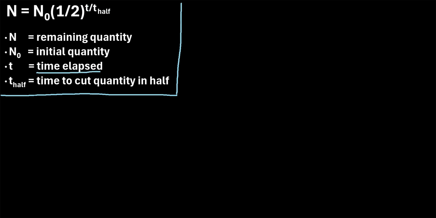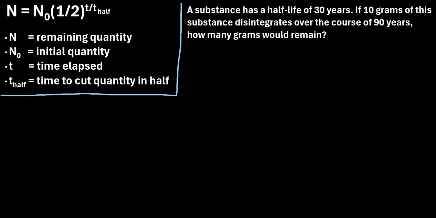where T is the total time that has elapsed, and T half is the time that it takes to cut the quantity in half, or sometimes this is called the half-life of the substance. So let's check out a couple examples of how to use this formula. Let's say we're told that a substance has a half-life of 30 years. If 10 grams of this substance disintegrates over the course of 90 years, how many grams would remain?